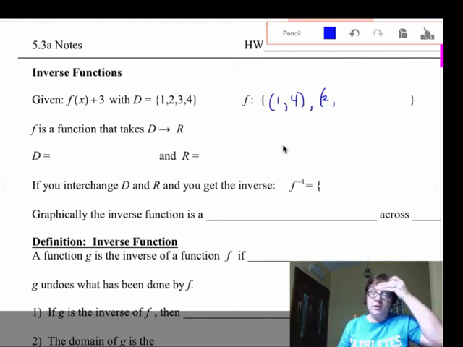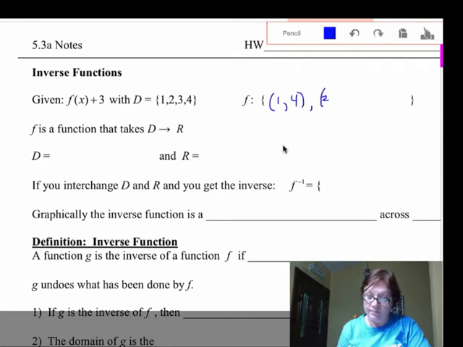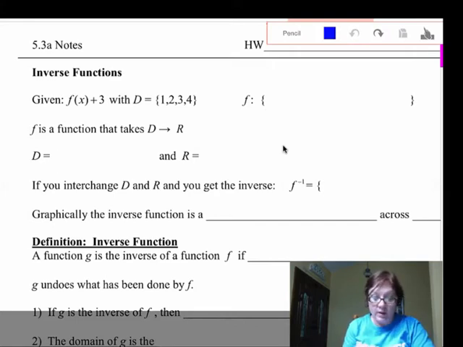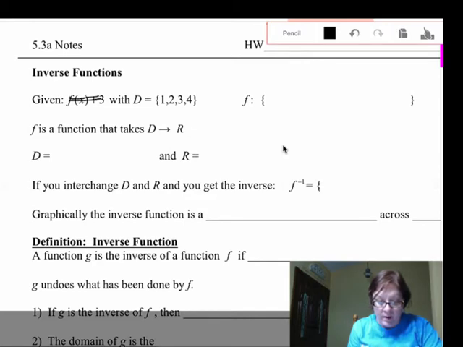Howdy calculus. So today we're going to look at inverse functions, except we have a typo in your notes. So I'm going to assume that your notes look like mine. This should say f of x equals x plus 3.